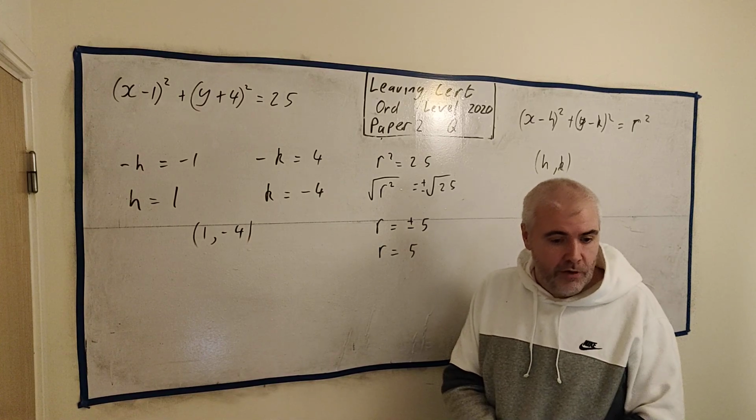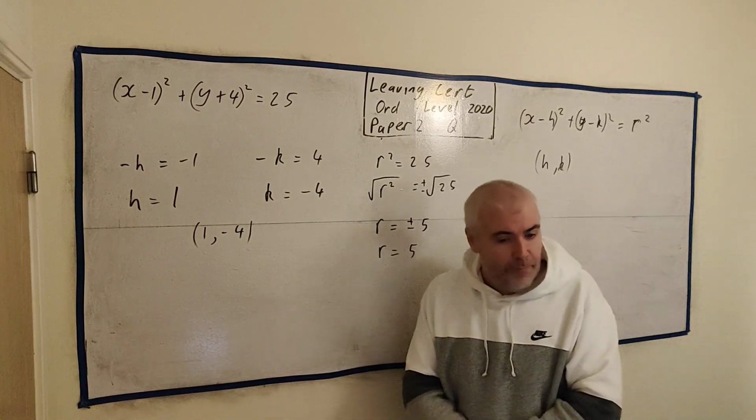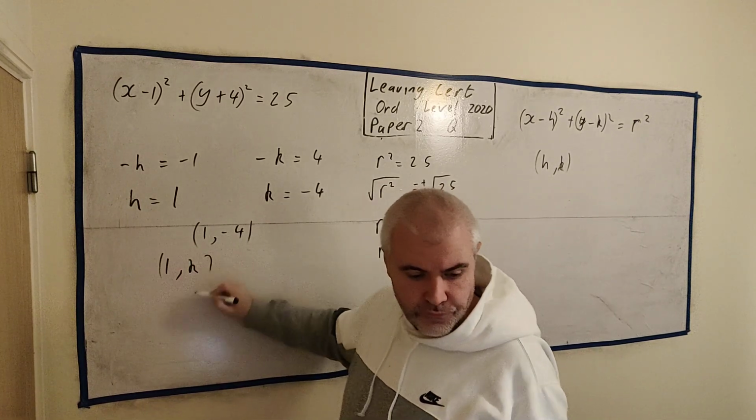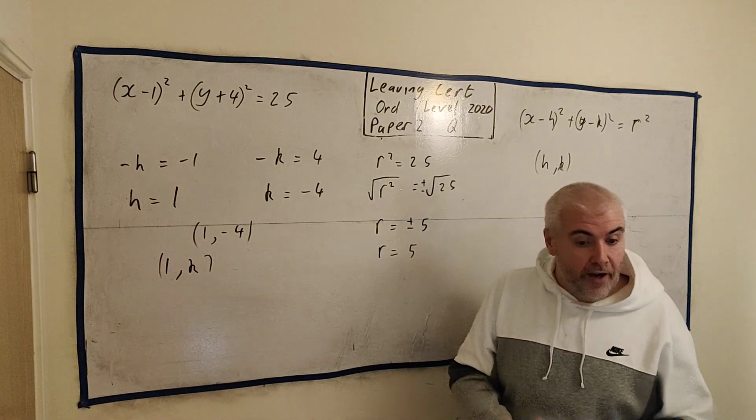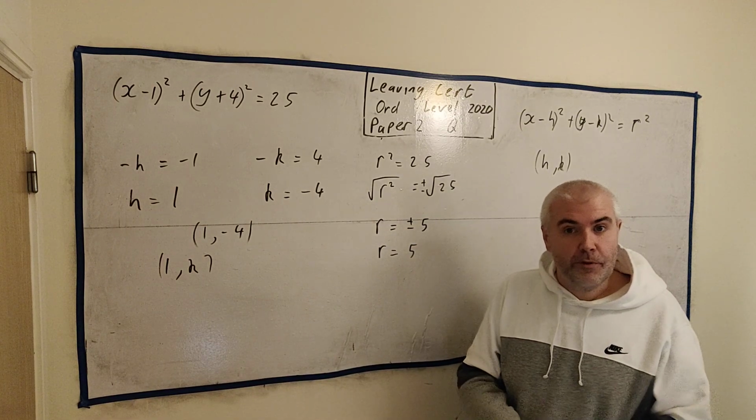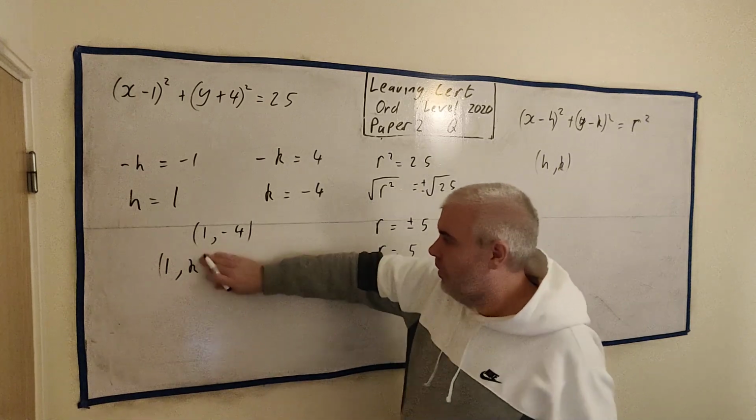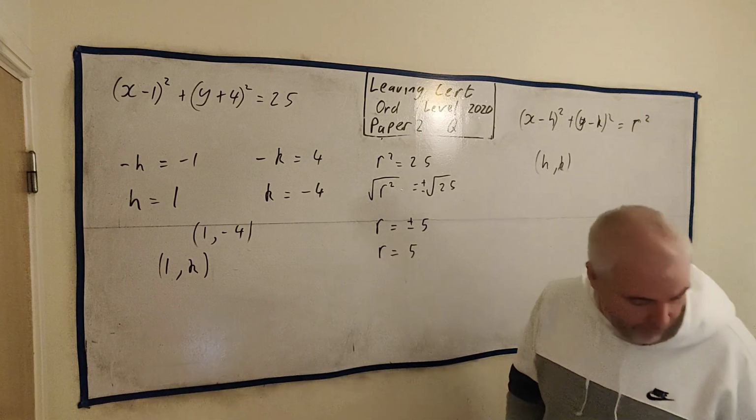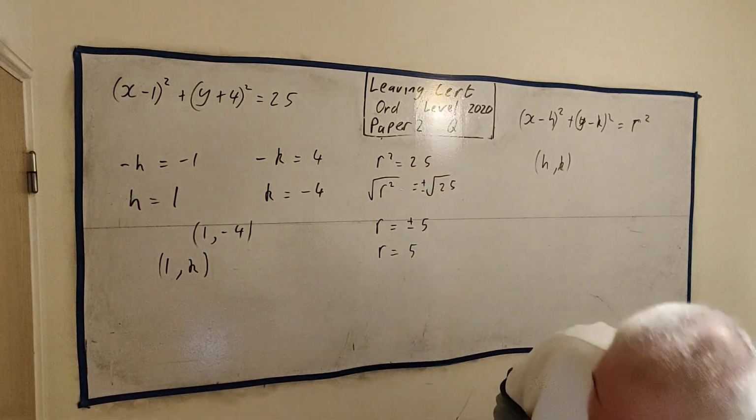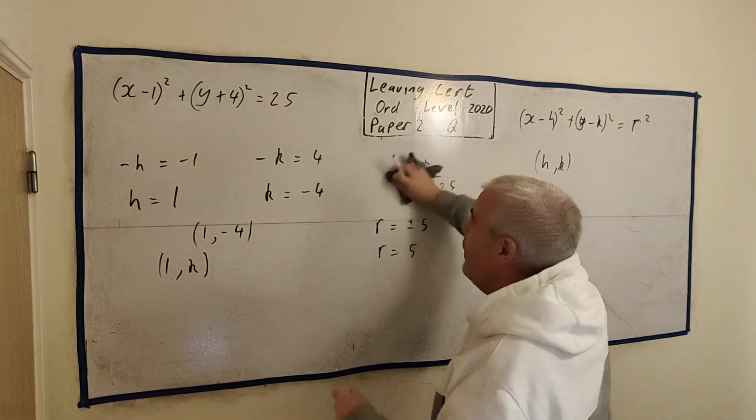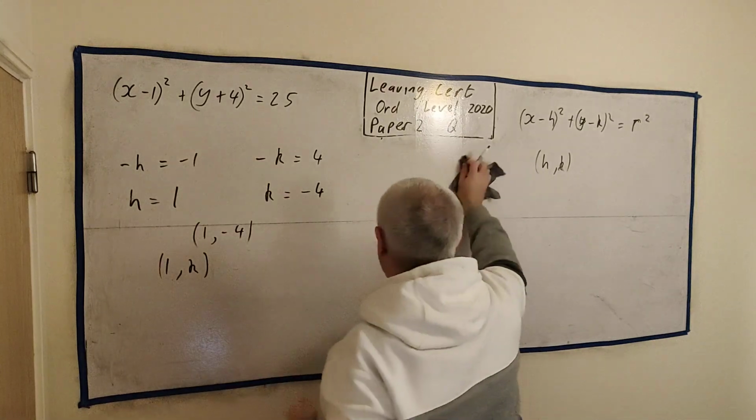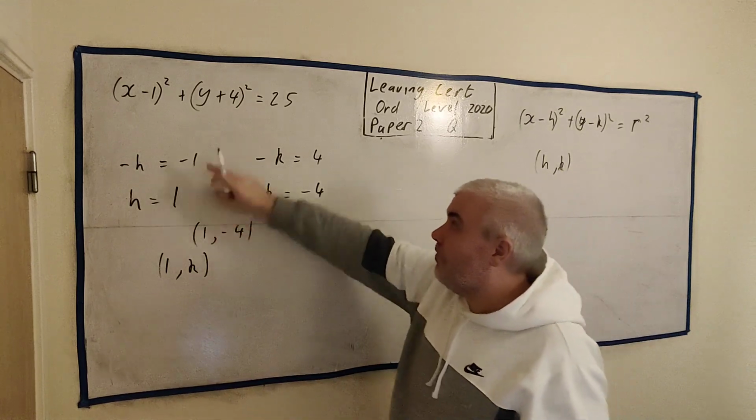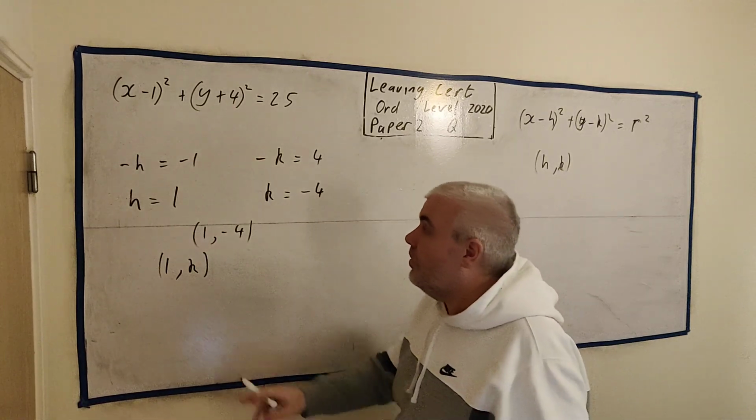There's a second part to this question, and there's two ways to do this. Let me read it first. There's a point (1, k) on this circle. Find the 2 possible values of k. Now I won't draw the circle because that's the easy way to do this. I'll show you the hard way first. I'll just rub this out to give me a little more room. So the hard way is to use this formula here. If this point is on this circle, it should fit into this formula perfectly. So let's put it in.